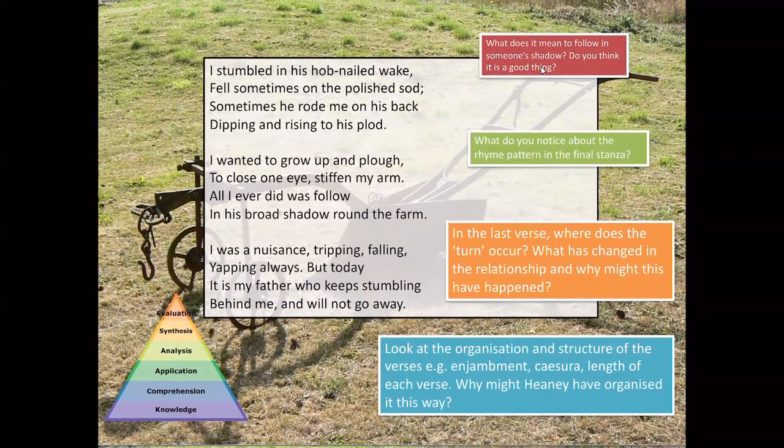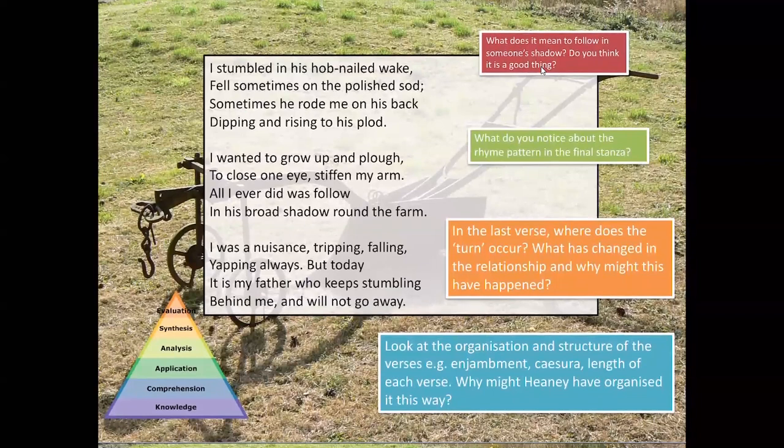Look at the organisation and structure of the verses. For example, look for enjambment, caesura, and the length of each verse. If you've forgotten what those techniques are, enjambment is when the lines run over. As an example, "sometimes he rode me on his back, dipping and rising to his plod." Now this line carries over here.